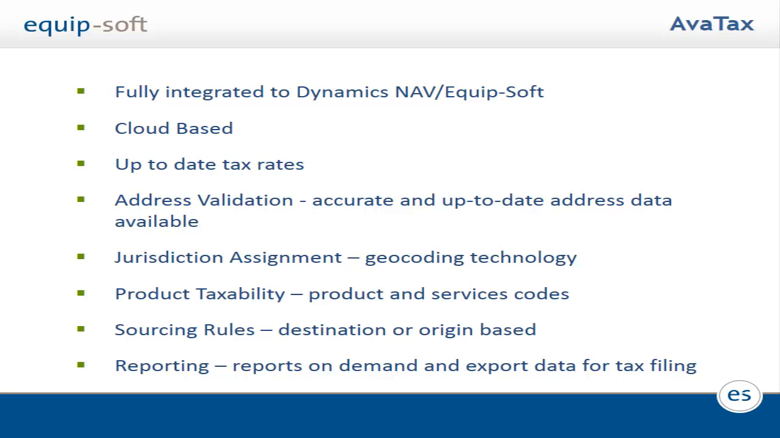Sourcing rules, destination, origin based. Once again, I mentioned ship to address. And finally, reporting. Reporting is a very important factor here, because one of the things that you want is to be able to create these different reports that are required by the different jurisdictions.